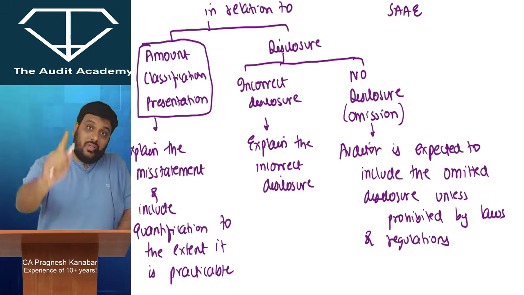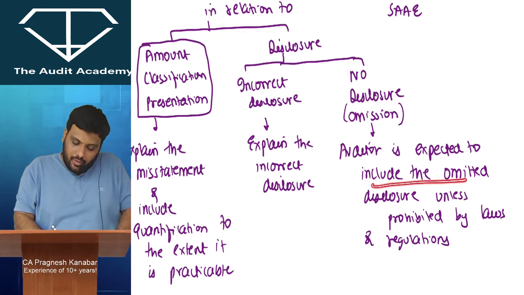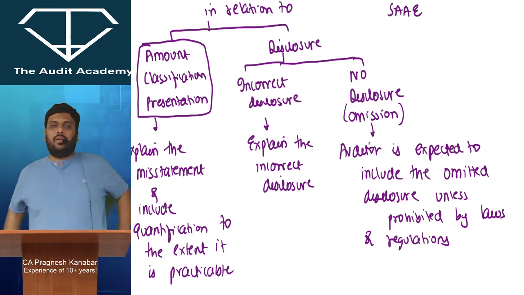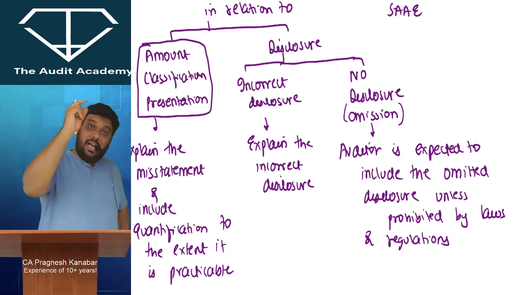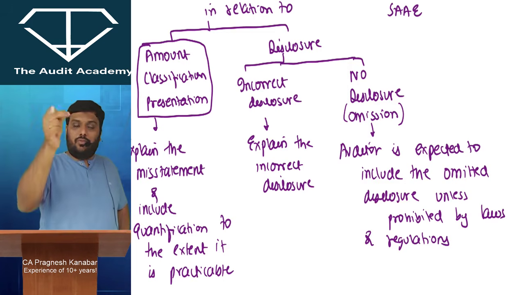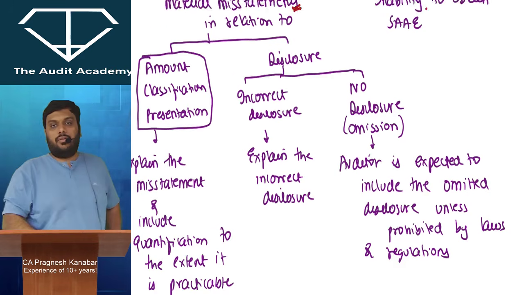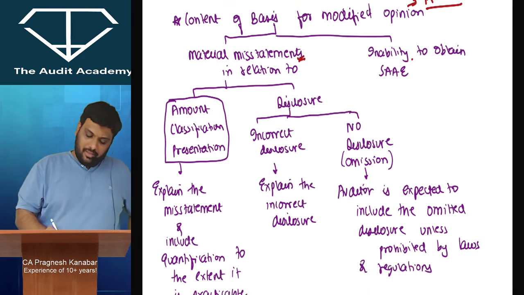Then in that case, you are expected to include the omitted disclosures unless prohibited by laws and regulations. So you are expected to write in the basis for modified opinion the names of those 4 related parties, and include that particular note to accounts. I hope I made myself very, very clear. This can be a very big adjustment.